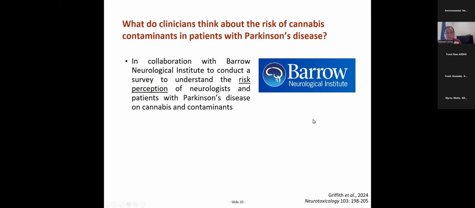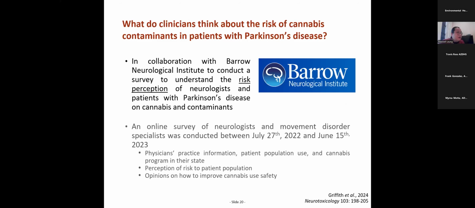Now, with what I have just shown you in the previous slide, there are more assets for cannabis, including a clinical population of patients with different medical conditions. What do patients think about the risk of cannabis contaminants in patients with Parkinson's disease? Now, this is a very specific question. We're very interested to see how much physicians know about it. So we collaborated with Dr. Shill at Barrow Neurological Institute, and we conducted an online survey of neurologists and movement specialists.